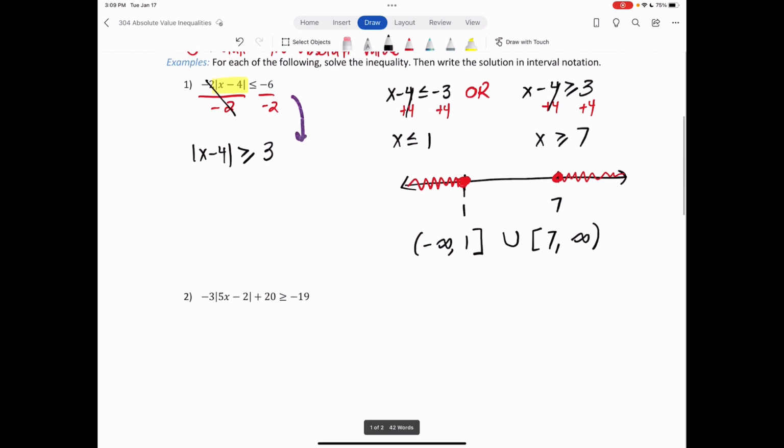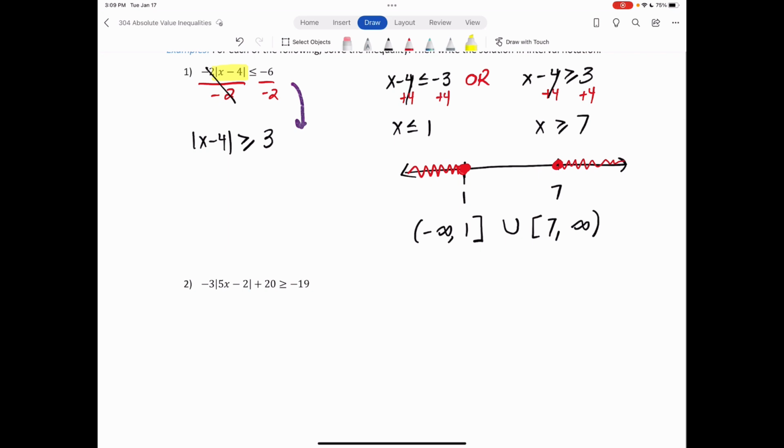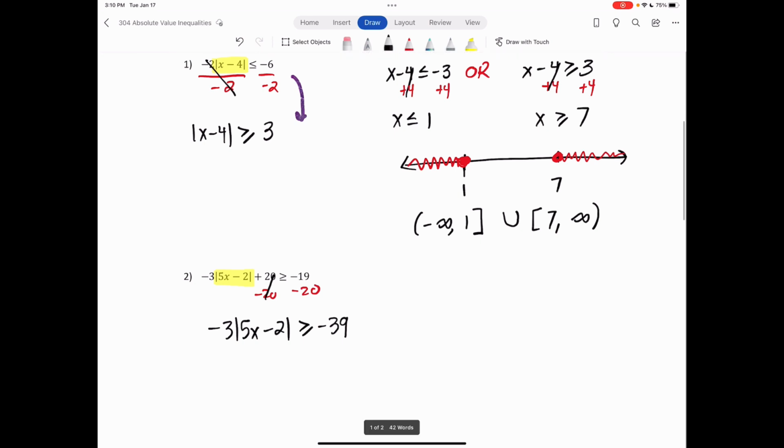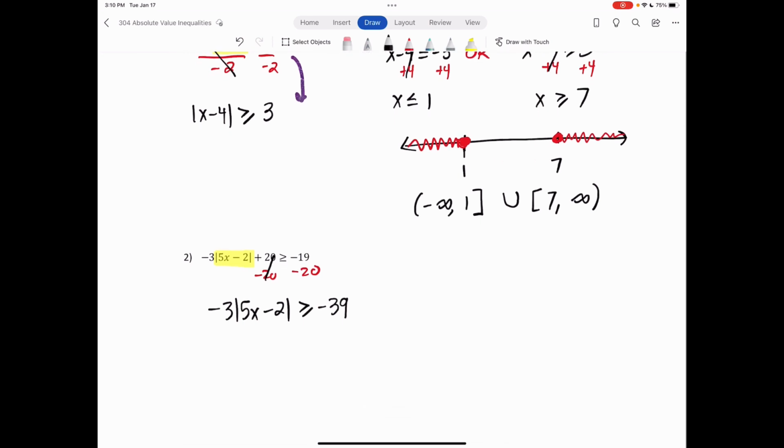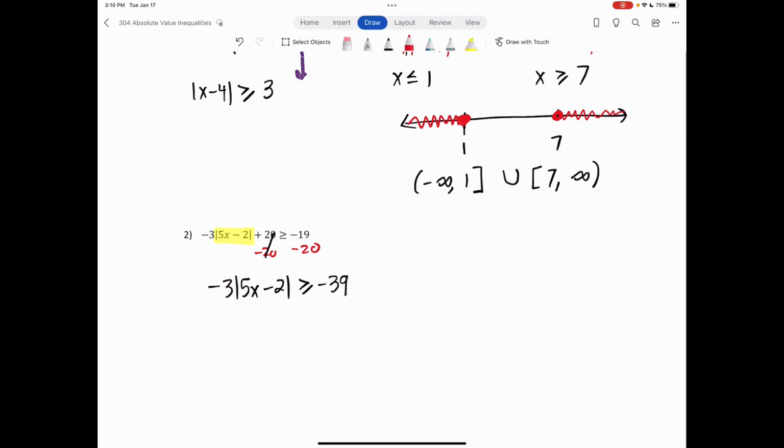Okay, let's try again. So the first step is isolate this absolute value. So I want to start by trying to get that absolute value part all by itself. So I'm going to subtract 20 from both sides. That gives me negative 3, absolute value 5x minus 2, greater than or equal to negative 39. I'm going to divide both sides by negative 3. When I divide by a negative, I do the flipping. So I have absolute value 5x minus 2 less than or equal to 13.